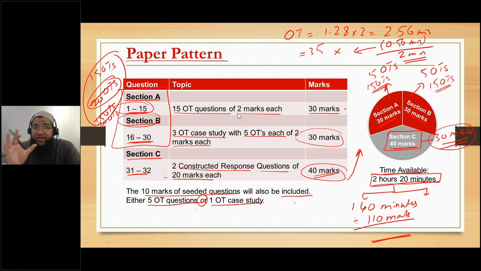So the seeded question is basically trying to create, I would say, a pressure on the student. If, for example, you are finding the paper too difficult, this would mean that it is not actually difficult. It is the seeded questions which are difficult. But you still won't be able to know which ones.